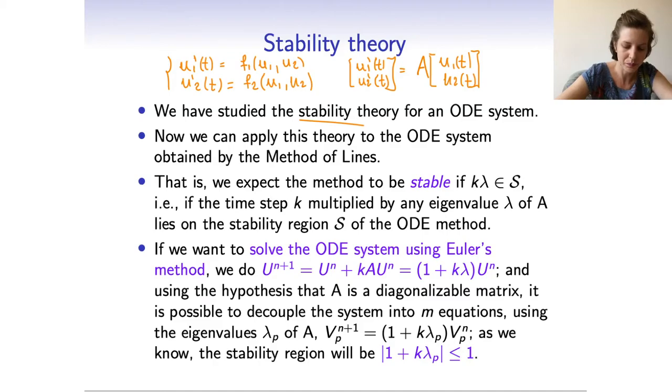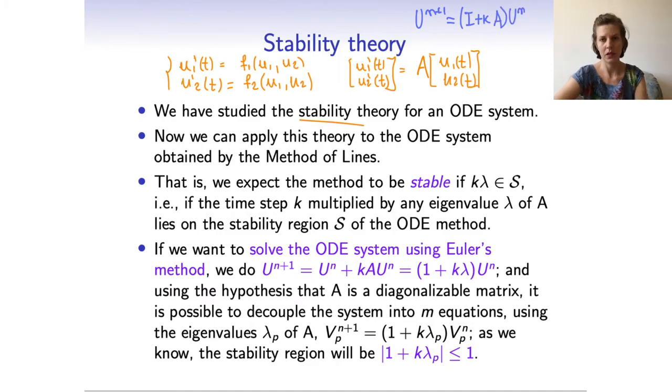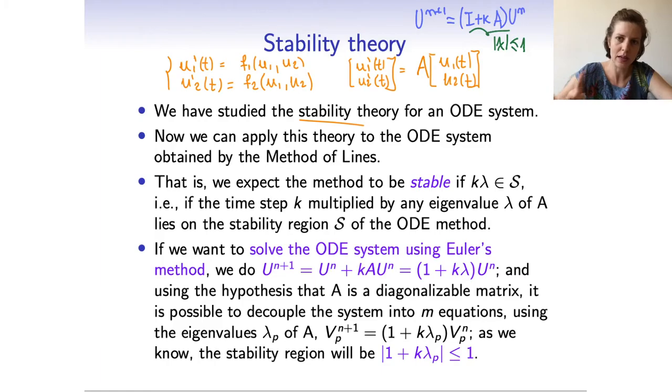Suppose that we are using the Euler method, and then we would get U^(n+1) equals (identity matrix plus k A) U^n. And what we have seen from the stability theory is that for this method to be stable, we ask that the eigenvalues of this matrix should be smaller than 1 in absolute value, and we can only allow one eigenvalue to be equal to 1.